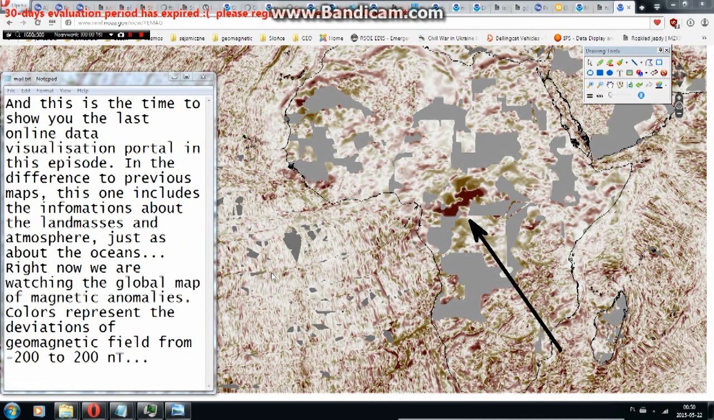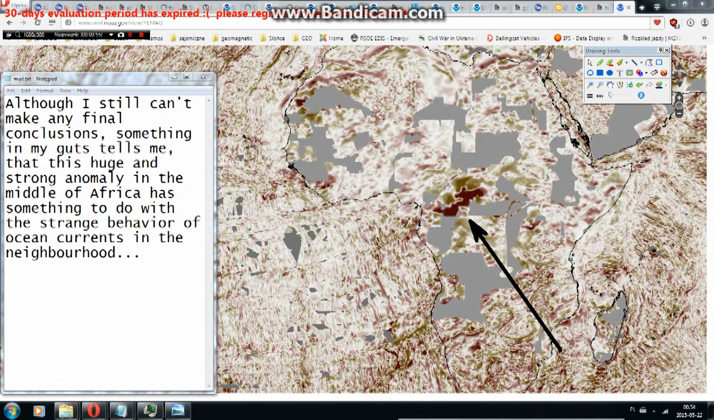In contrast to previous maps, this one includes information about the land masses and atmosphere, just as about the oceans. Right now we are watching the global map of magnetic anomalies. Colors represent the deviations of the geomagnetic field from -200 to 200 nanoteslas. Although I still can't make any final conclusions, something in my guts tells me that this huge and strong anomaly in the middle of Africa has something to do with the strange behavior of ocean currents in the neighborhood.